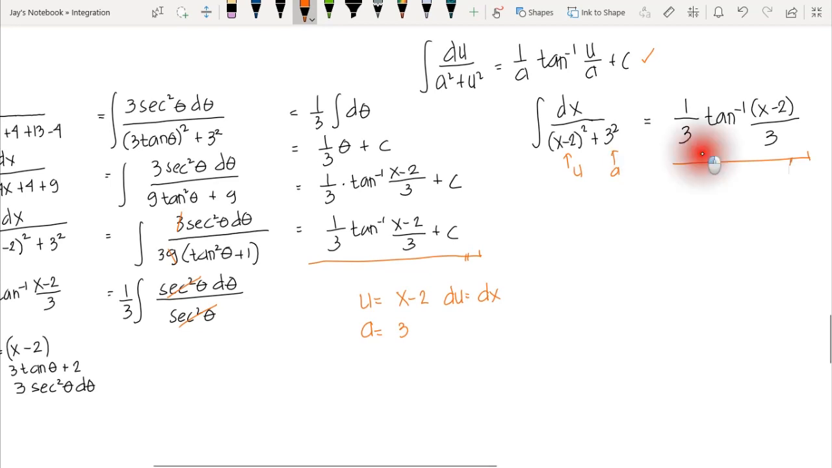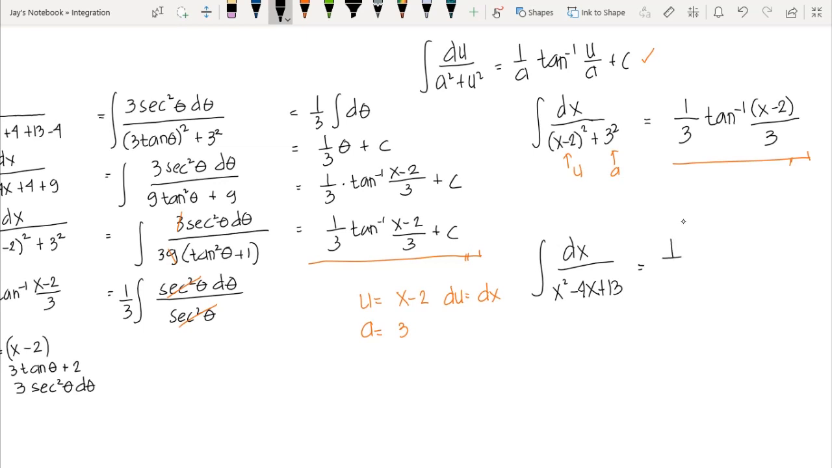So we come up with the same answer as using the trigonometric substitution. So imagine how very helpful it is if you familiarize yourself with this rule. However, it is also very important that you know the conventional procedure. You can use either of the two, but I would suggest you know how to use both procedures. So therefore, the integration of dx over x squared minus 4x plus 13 is equal to 1/3 arctangent of (x minus 2) over 3 plus c. So this is now our final answer.